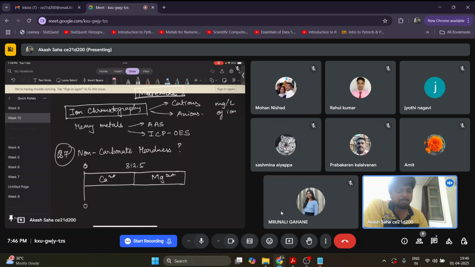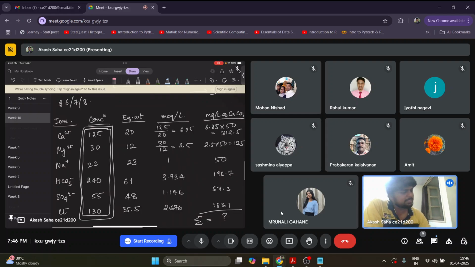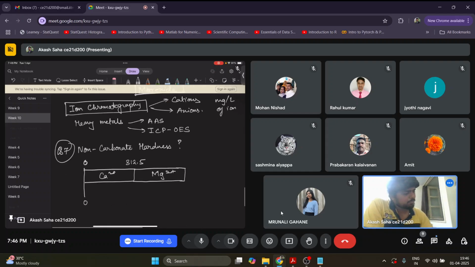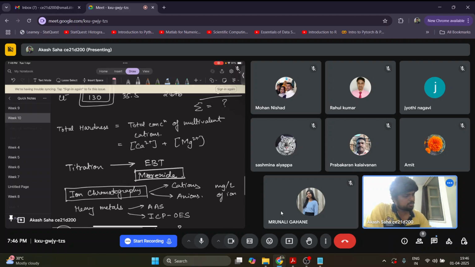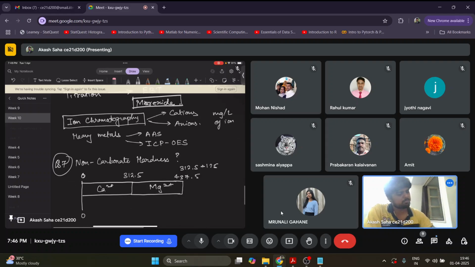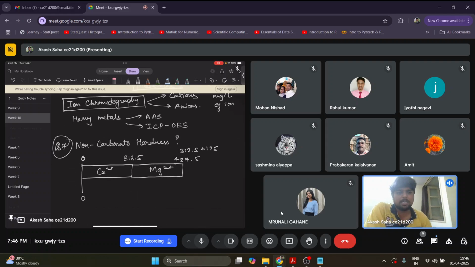Then what is my magnesium hardness? Magnesium hardness is around 125. So the next thing will be 312.5 plus 125, which is 437.5. So that was actually the total hardness, 437.5 milligram per liter as CaCO3. Okay, so this is my total hardness.